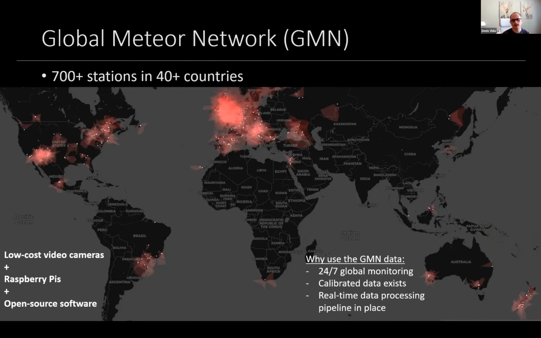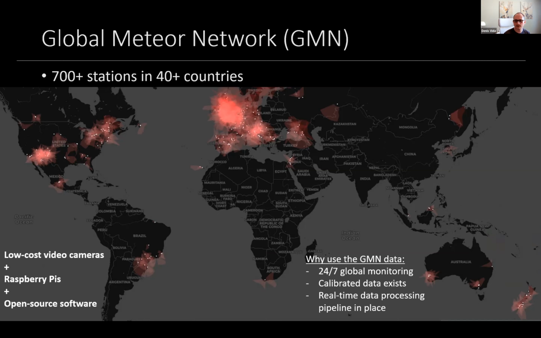The network currently has over 700 stations all over the world. The idea is that we use low-cost video cameras combined with Raspberry Pis that are running our open source software. Anyone can build it, anyone can install it. The instructions are online. You don't have to buy anything from us. We don't have any financial interest in it.